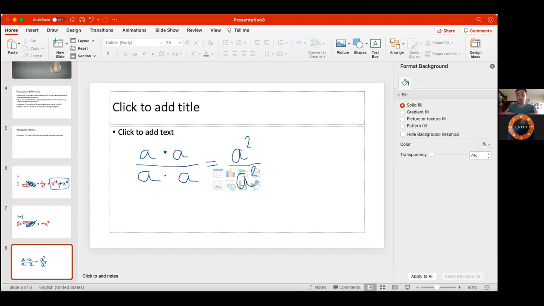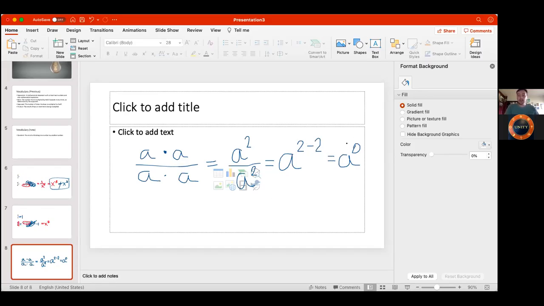Now, if we use the quotient rule, we know that because they have the same base, all we have to do is subtract the exponents. So we know that this will equal a to the second power minus the second power. And so 2 minus 2 equals 0. So we know that this equals a to the 0. Anything to the 0 power always equals 1, no matter what.